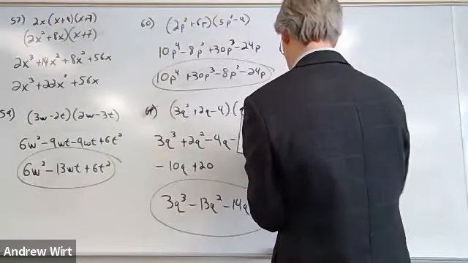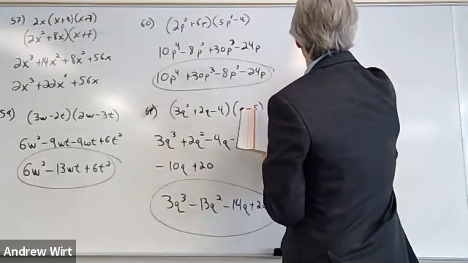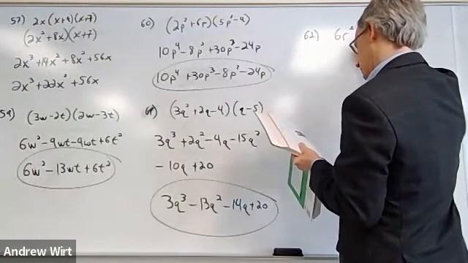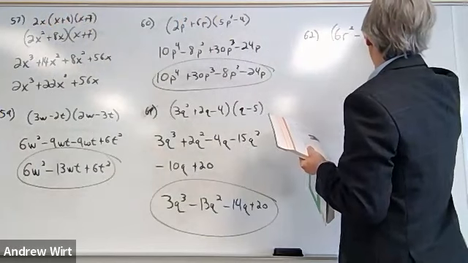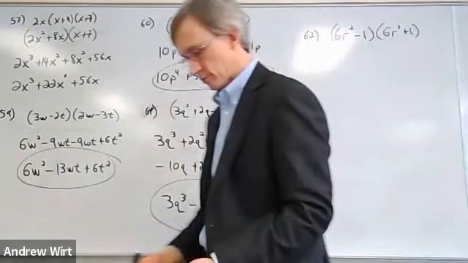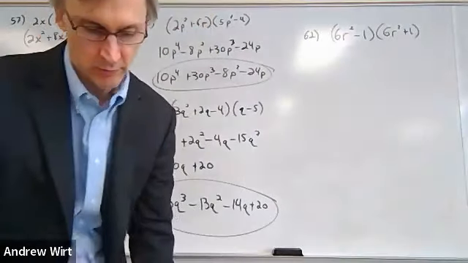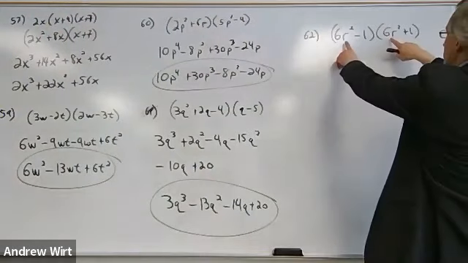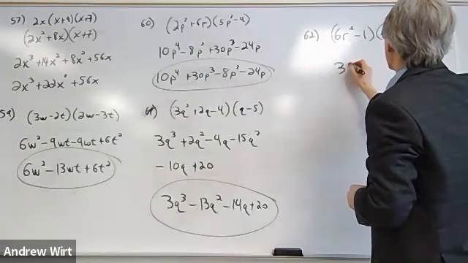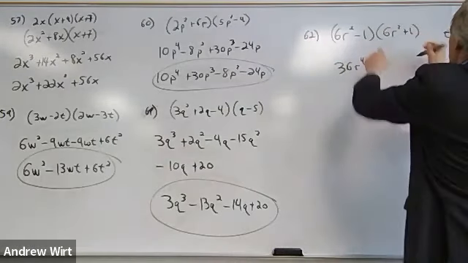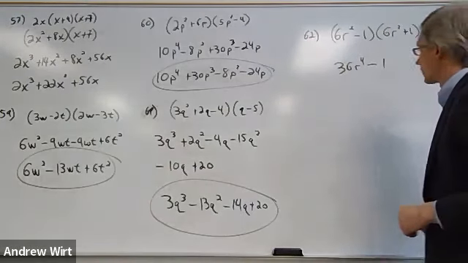62. Now in 62, this will be a little easier because we have the factored form of difference of squares. So that means all we have to do is multiply first times first, and we get 36r to the 4th power, and subtract last times last. 36r to the 4th minus 1.